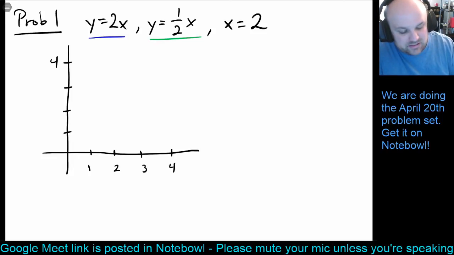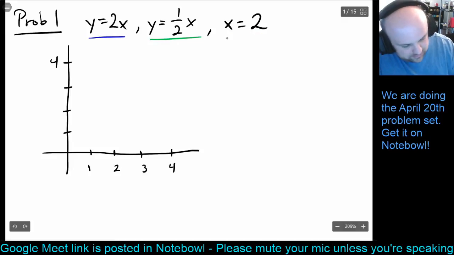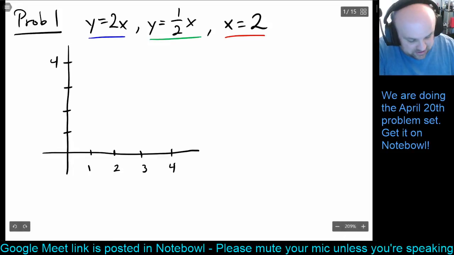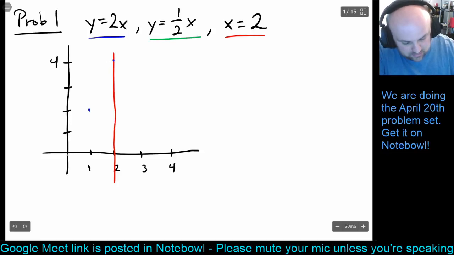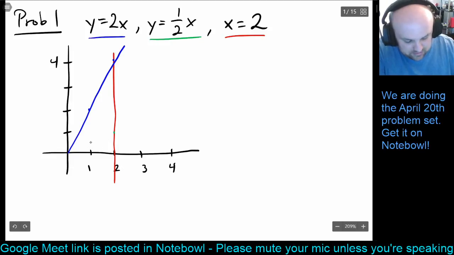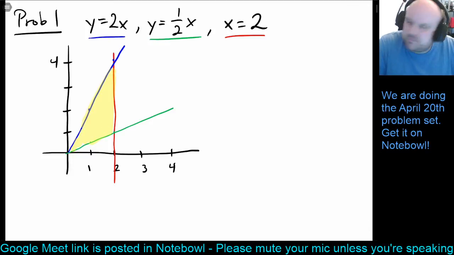Right, anyway, so we're going to do this one in blue, this one in green, and this one in red. Actually, we'll do this one first. X equals 2 is pretty easy. It's just our vertical line. Y equals 2x is this here, and y equals 1/2 x would be this line. So the region that they all bound is this area right here. We want to find that area.